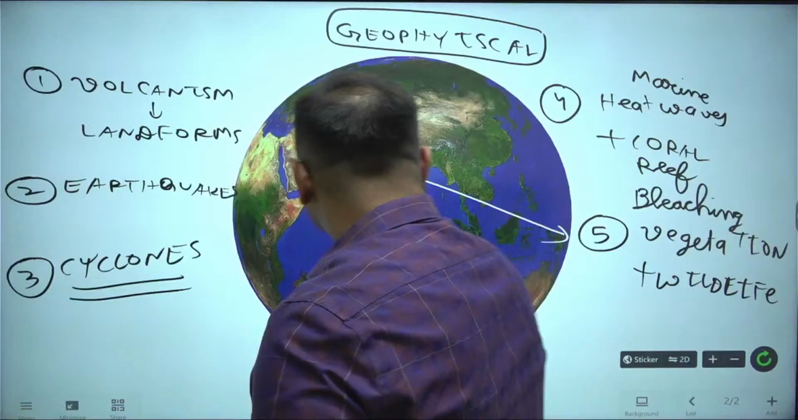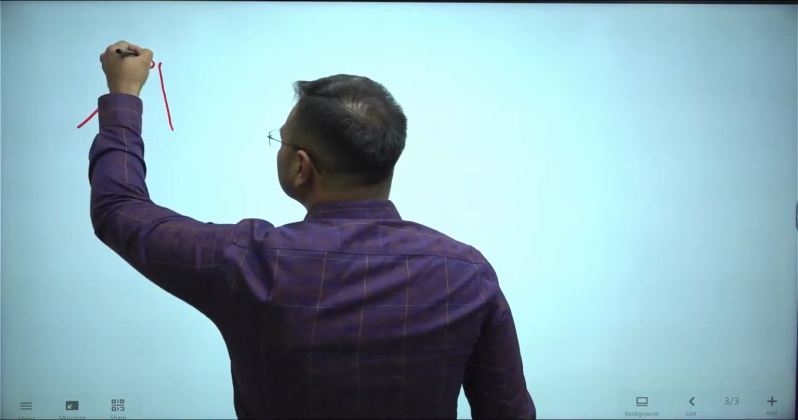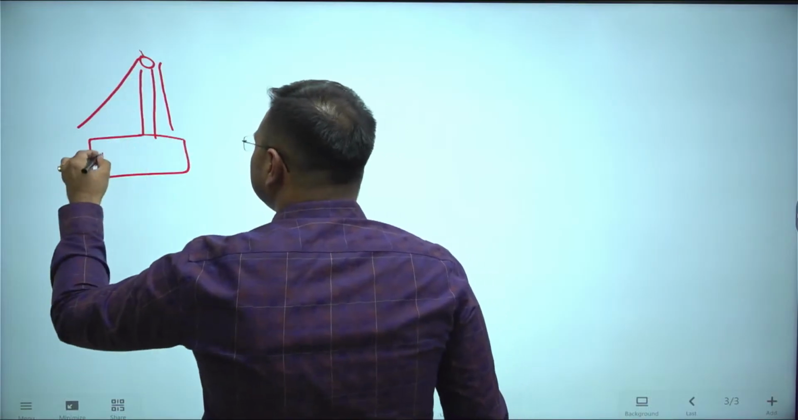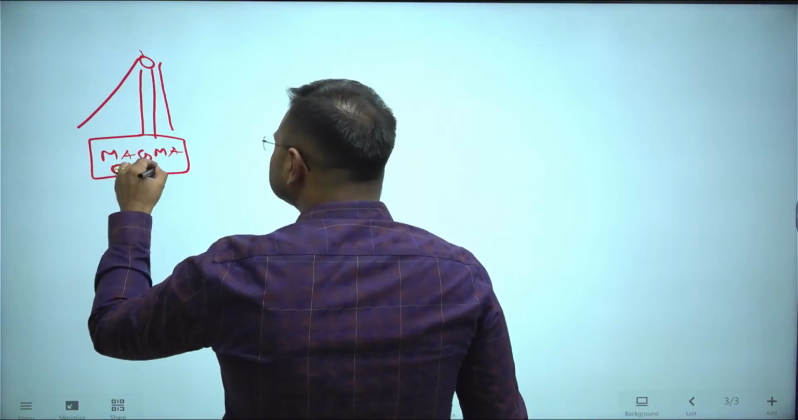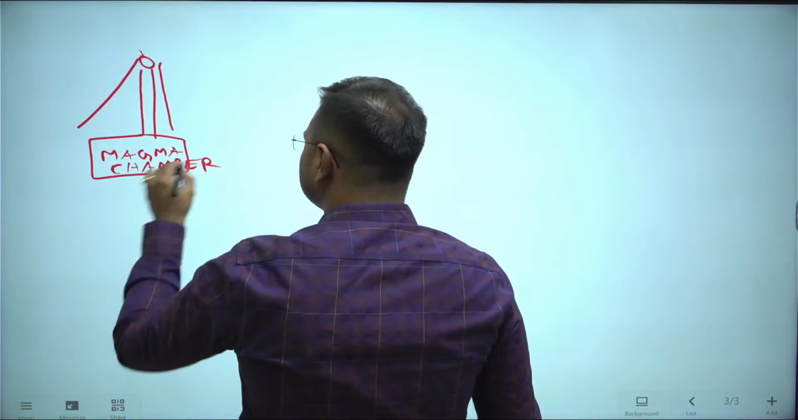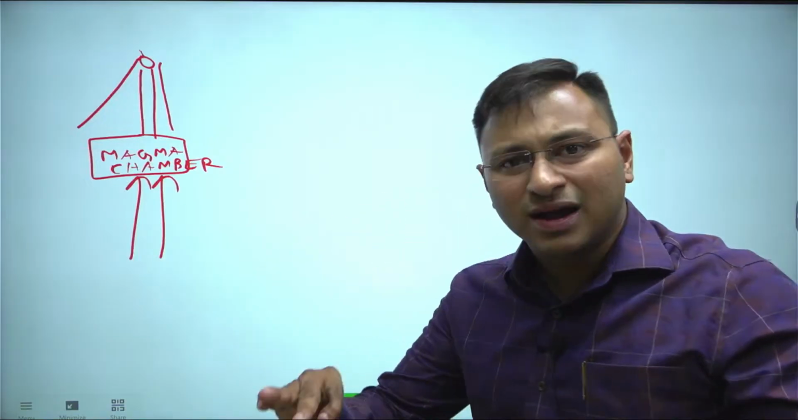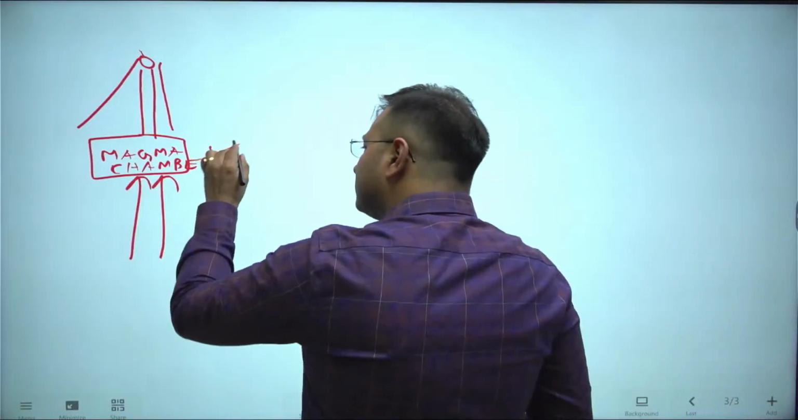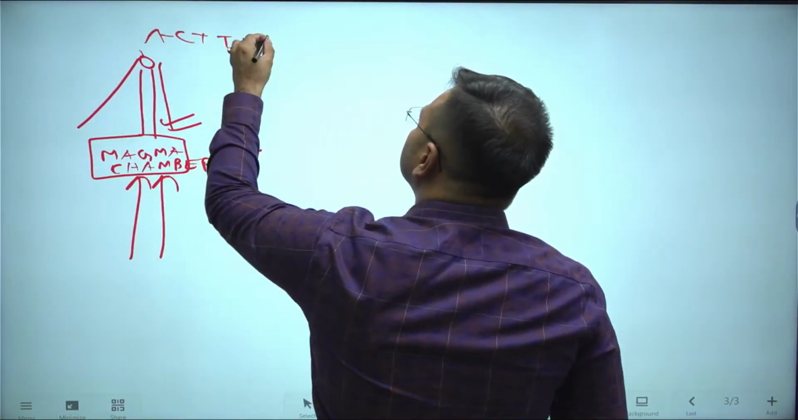In a nutshell, if I'm talking about active, dormant, and extinct volcanoes: an active volcano is one where you have a volcanic crater above, below it the vent, and below the vent the magma chamber. If this magma chamber is supplied with fresh magma continuously, or not continuously but, let's say, once in 10 years or once in 20 years, but the magma chamber and the central vent exist, then we call this an active volcano.